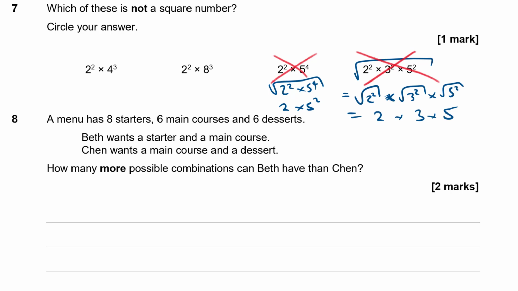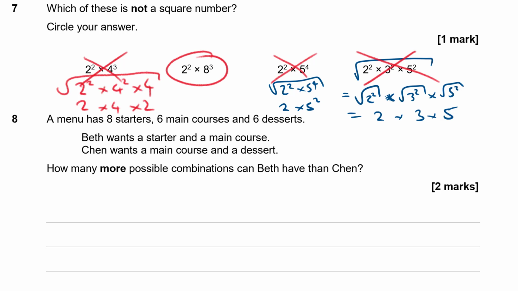Now these ones are not so easy because they've got a power 3 behind them. What can we do here? Well, if you think about 2 squared times 4 cubed, that's the same thing as 2 squared times 4 squared times 4. So if I take the square root of that, the square root of 2 squared is 2. The square root of 4 squared is 4. What's the square root of 4? Square root of 4 is just 2. So 2 times 4 times 2 is 16. So that one has a nice square root, so it's not the one we're looking for. So it must be this one here by a process of elimination.